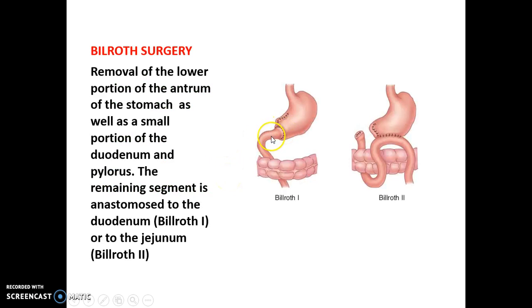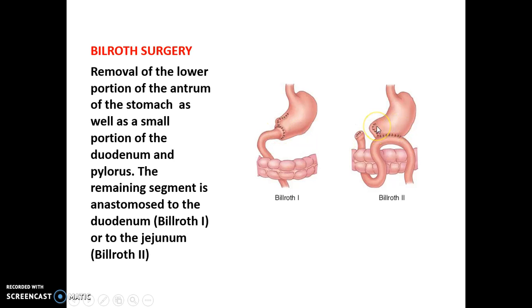And also you will remove part of the duodenum, and the remaining part of the stomach will be anastomosed to the duodenum. See here what we are doing: you removed part of the stomach, then you removed a small part of the duodenum, then you are attaching the remaining part of the stomach to the duodenum. So this is called Billroth 1.